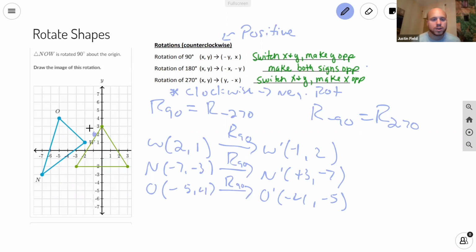okay, there's -1, 2, that's W prime, N prime is 3, -7. So this does not feel right, but it feels like this is not going to be right. O prime is -4, -5.